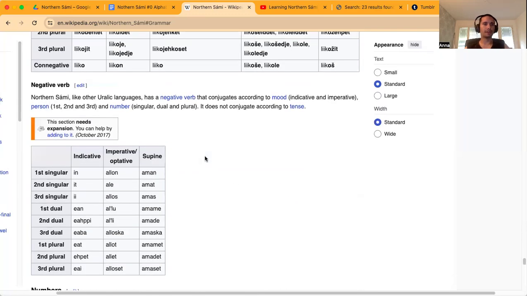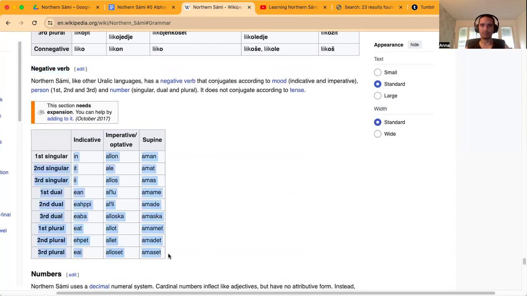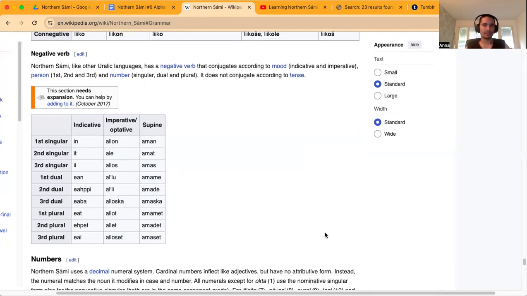And if you want, okay, I think this should be mentioned. It has the negative verb, and the negative verb has to be conjugated, just like in Finnish. You have to pay attention to this.